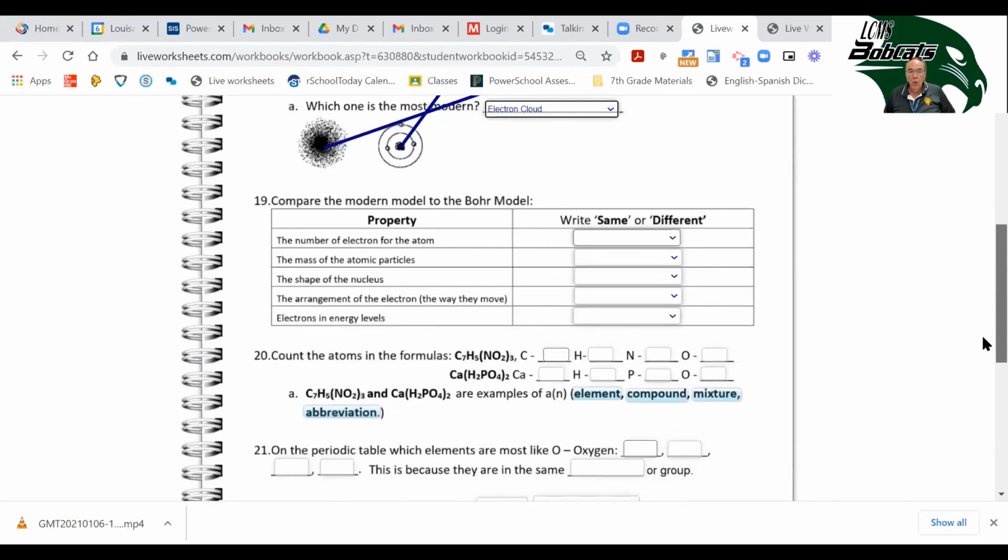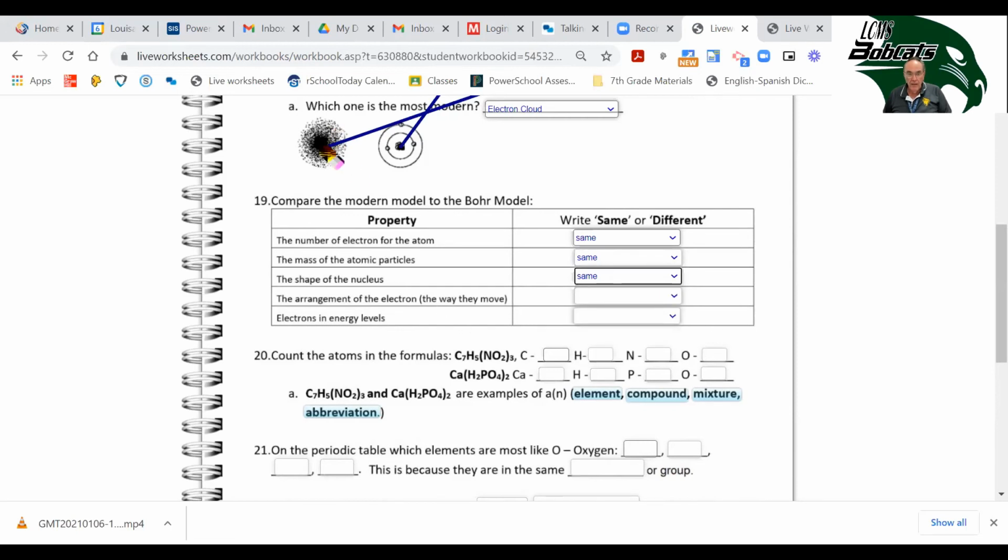Compare the Bohr model to the modern model. The number of electrons in an atom do not change. So that's the same. We figure that out from the periodic table. The number of electrons is always equal to the number of protons. Doesn't matter what model you're using. Mass of the atomic particles does not change. The shape of the nucleus is tiny. They're in the center in both of them. So that is the same.